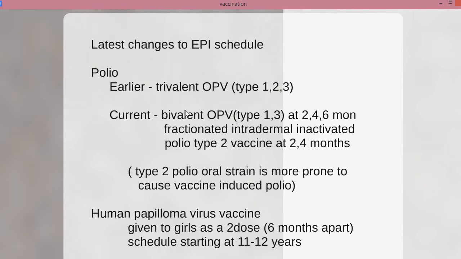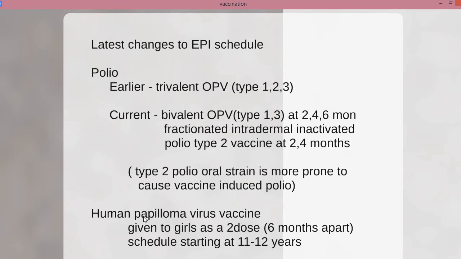The reason why this change has been done is that the type 2 polio oral strain is more prone to cause vaccine-induced polio. If you give it as an oral polio vaccine type 2, it is given as a live attenuated vaccine, and it has more potency to cause vaccine-induced polio. So now polio type 2 is given not as a live attenuated vaccine but as an intradermal inactivated variant.